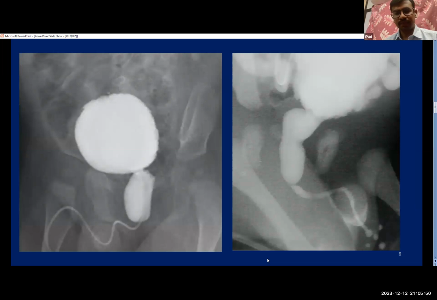Yes, sir. The left side film is an MCU study, a filling phase. Can you appreciate the feeding tube? The posterior urethra was dilated and the bladder neck was found to be elevated and the bladder contour was irregular. There is no evidence of contrast refluxing. The film on the right side is a voiding film. The stream was poor. The anterior urethra was normal and the posterior urethra was dilated and elongated and the bladder neck was elevated and the bladder contour was irregular with multiple saculations. It's a case of PUV.